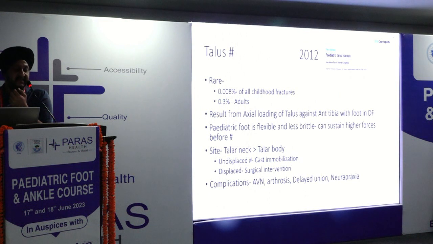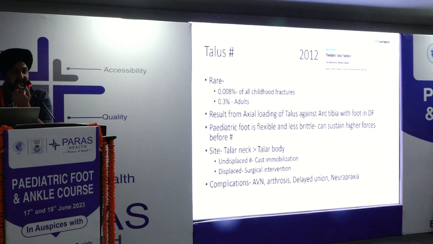Talus fractures in children are quite rare. It is 0.008% of all childhood fractures, and it results from an axial loading of the talus against the anterior tibia with the foot in dorsiflexion. Because the pediatric foot is flexible and less brittle as compared to the adult, they can sustain higher forces before they get fractured. The talar neck is more commonly involved than the talar body. Of course, for the undisplaced ones, we can go for cast immobilization, and as in adults, there can be complications like avascular necrosis, delayed union, and neuropraxia.